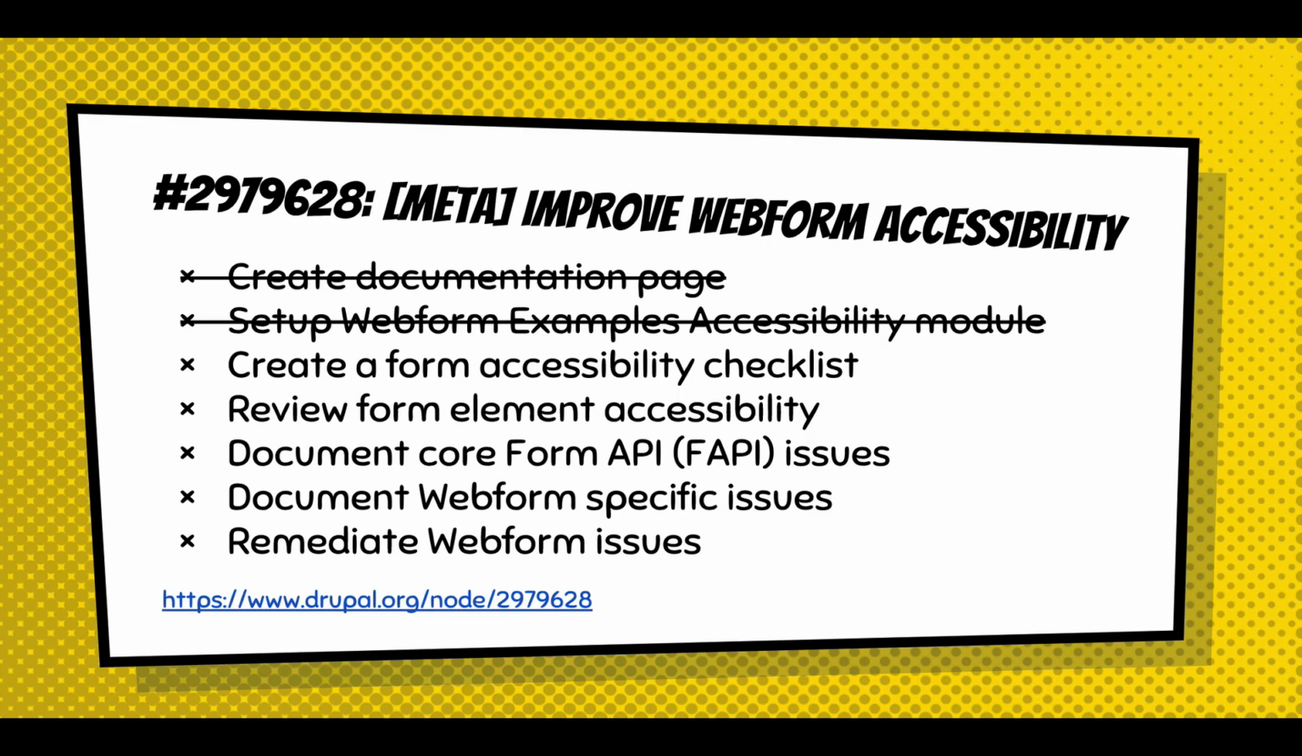And this presentation resulted in me creating this meta ticket for improving Webform accessibility. I've started with this documentation page and that examples module, and I'm working through these, which is creating a checklist, reviewing the current accessibility, documenting what core Form API issues I find and the Webform specific issues, and to remediate these issues. And that's the ticket. And by the way, this gives you an example of what your checklist should be: labels, pay attention, field sets, announce, what screen readers are we reviewing, what's our target, what guidelines are we using.